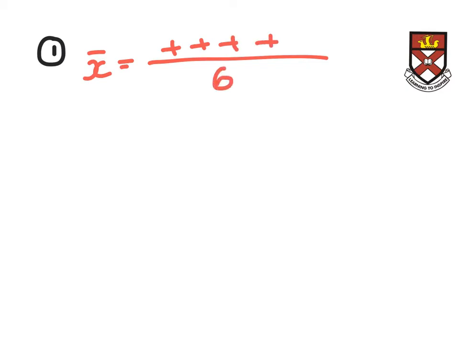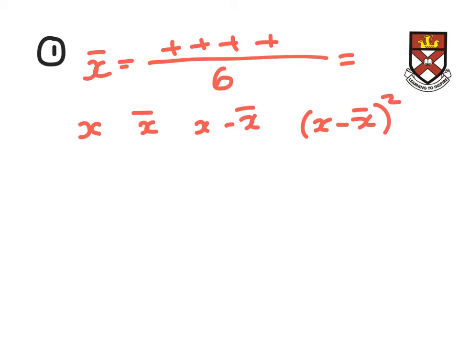Question 1. Use the appropriate formula to calculate the mean and the standard deviation. I'm hoping this is one of the easier ones for you. You work out the mean by adding them all up and then dividing by 6, because you've got 6 numbers there. Then you set up your little table: x, x bar, x minus x bar, and then x minus x bar squared. Remember, you should be adding up this column and it should be 0, and then you need to add all of these ones up so we can work out the standard deviation.